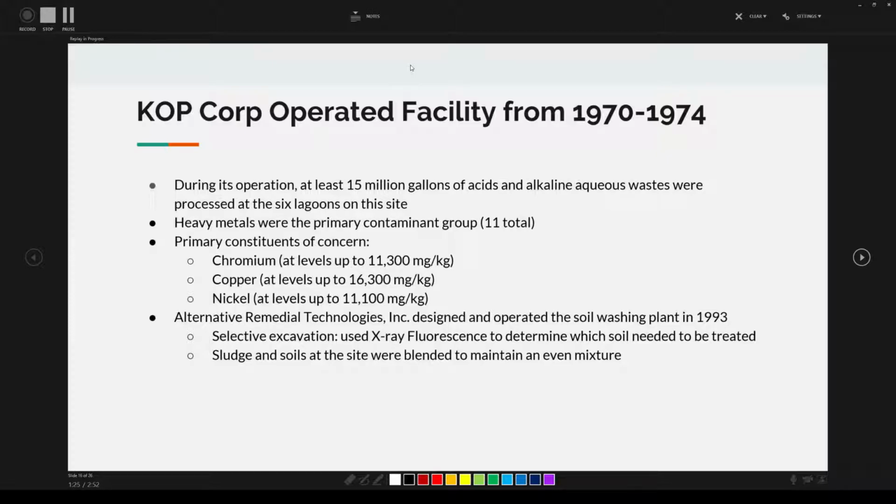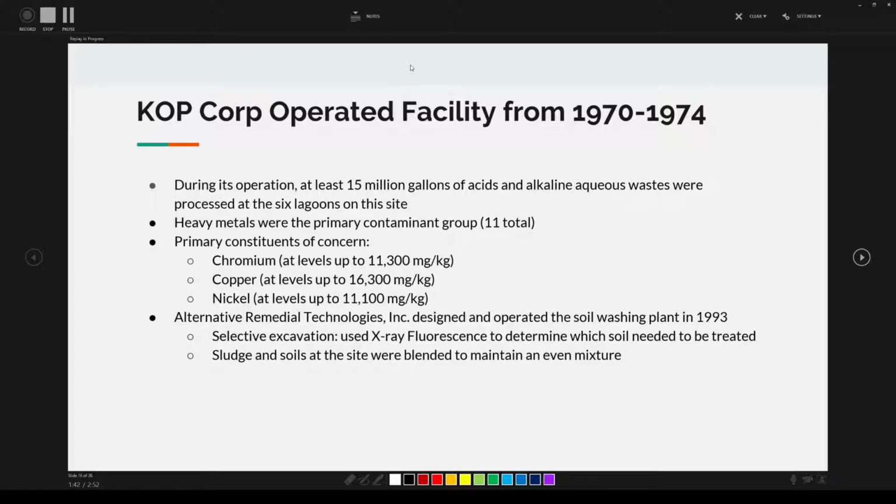Chromium was found at levels up to 11,300 milligrams per kilogram. Copper was found at levels up to 16,300 milligrams per kilogram, and nickel was found up to 11,100 milligrams per kilogram.